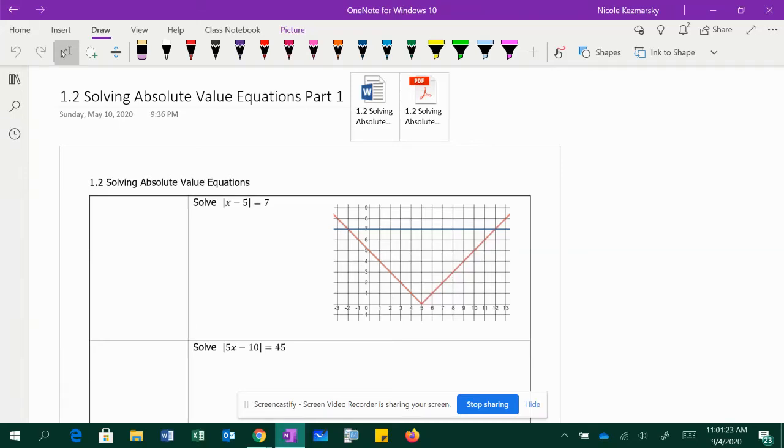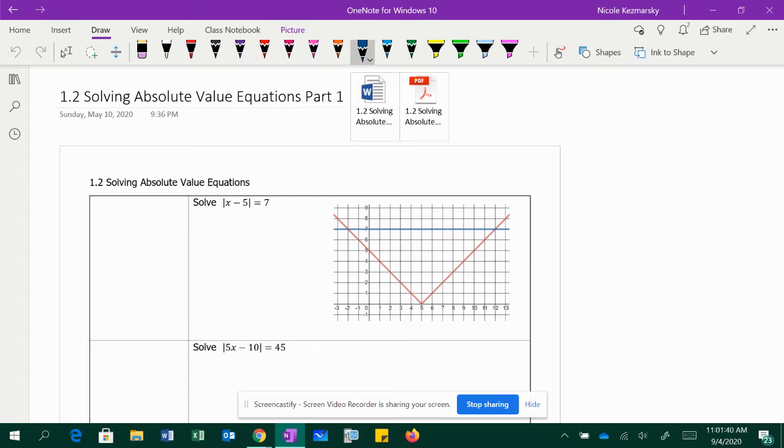Welcome to 1.2, Solving Absolute Value Equations, Part 1. We're actually going to divide this into two parts. Today we're going to do situations where the absolute value equals a number. For the first example here, I actually have a graph attached to it.